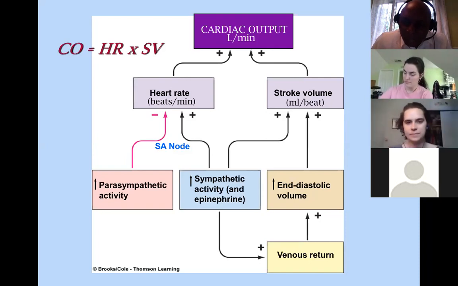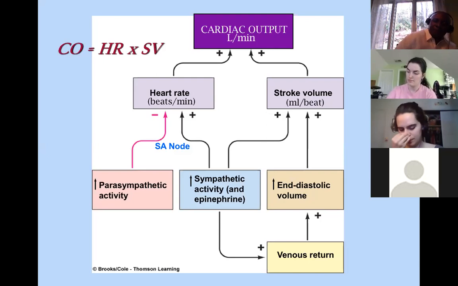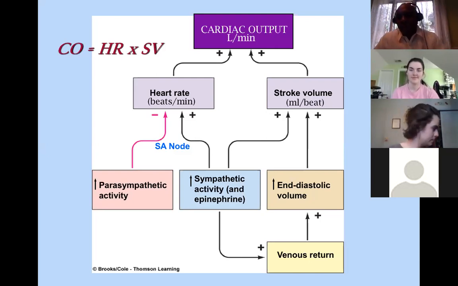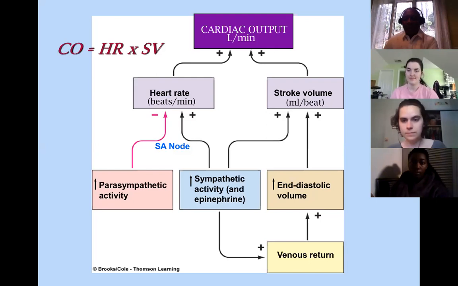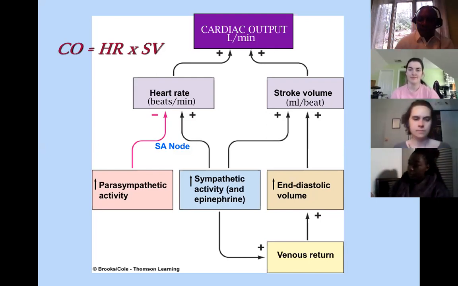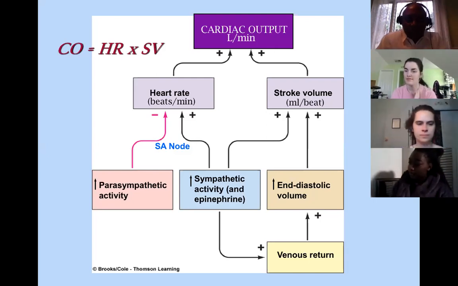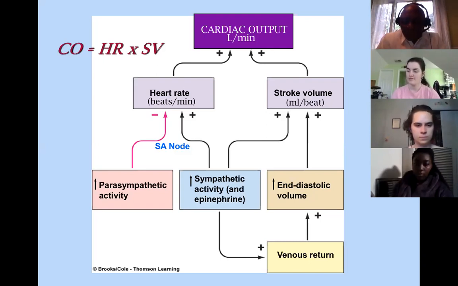5.6. Give us the numbers. 80 beats per minute and 70 milliliters per beat. Okay. Anyone else? I had 4.9. Okay, what are the numbers? 74 beats per minute, and 70 for stroke volume.